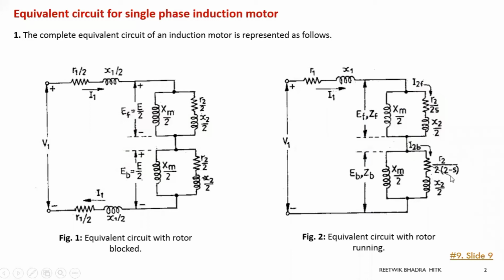So R2 by 2 into (2 minus S), and X2 by 2. You could have written I2B over here and I2F separately, no problem, but you see the whole circuit comes in series. So if I1 is entering over here, I2F is equal to I1, and whatever current comes out over here will again be I1. If you are thinking of I2F as the total current in this parallel branch, then I1 is nothing but I2F, which is nothing but I2B.